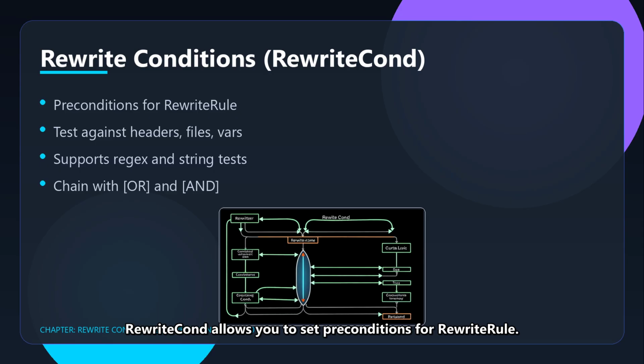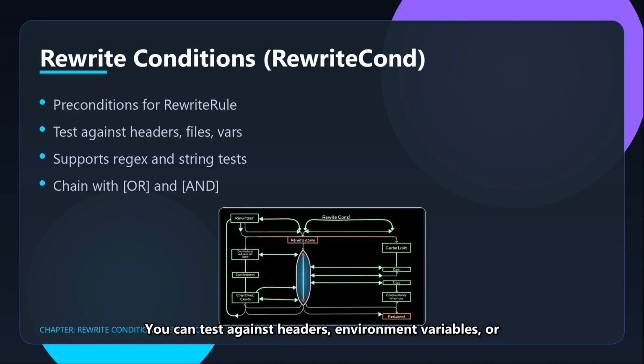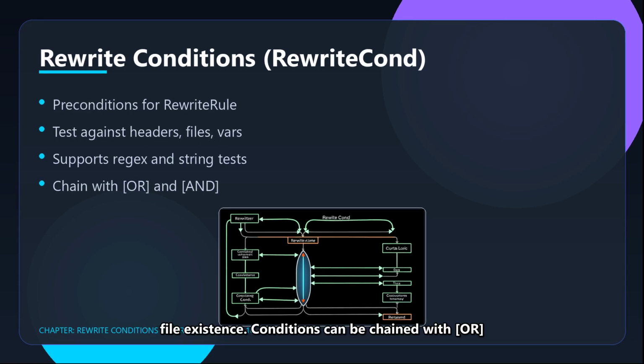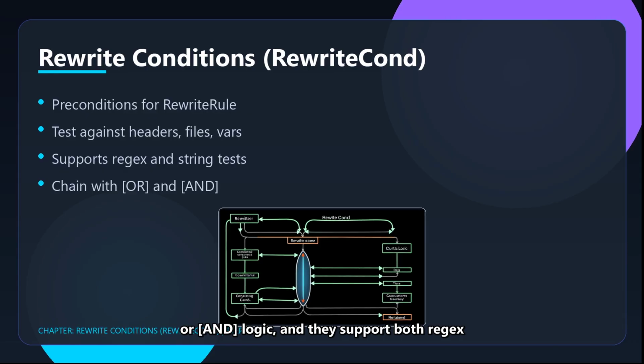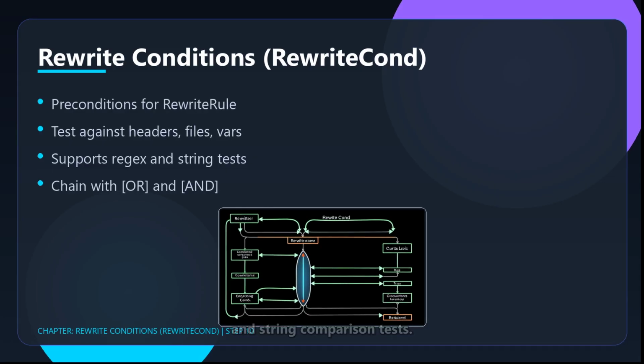RewriteCond allows you to set preconditions for RewriteRule. You can test against headers, environment variables, or file existence. Conditions can be chained with OR and AND logic, and they support both regex and string comparison tests.